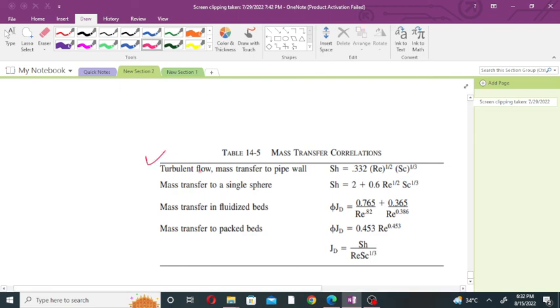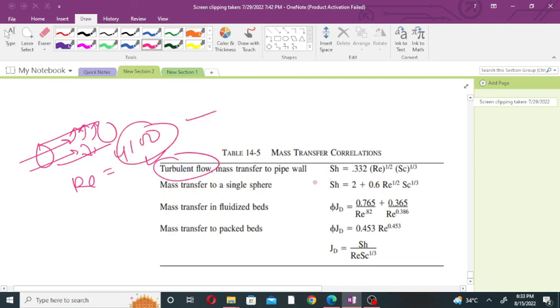If a flow is turbulent, for mass transfer to the wall of a pipe, where fluid is flowing and some mass is transferring to the surface of the wall, and the Reynolds number is very large, greater than 4100, then the Sherwood number will be equal to 0.332 Reynolds and Schmidt number. When mass is transferred to a single sphere, then this correlation will be used. We have already discussed this one.